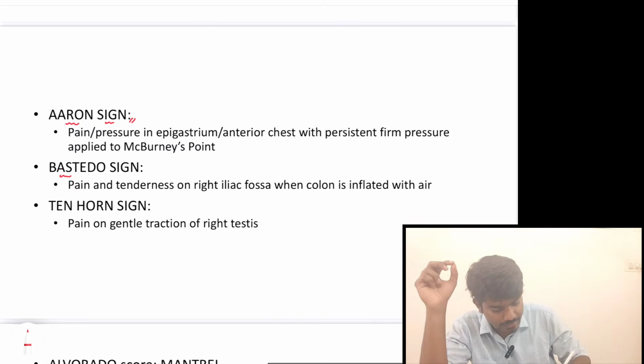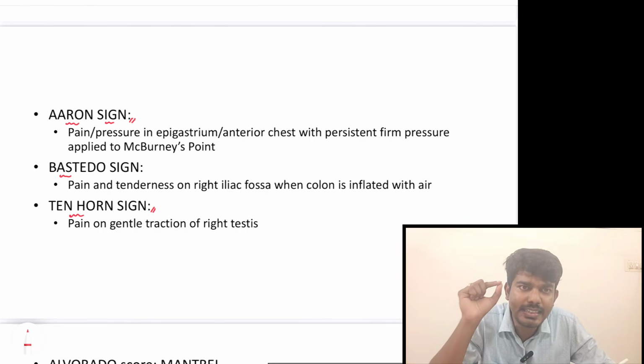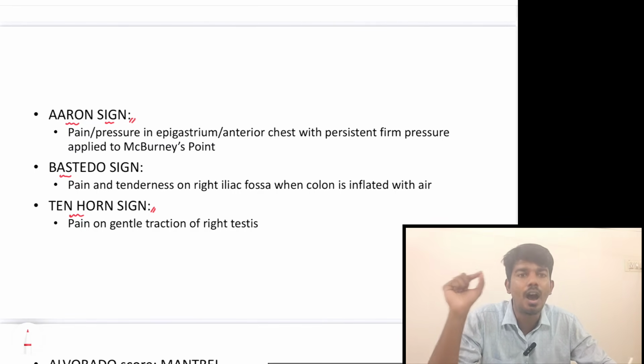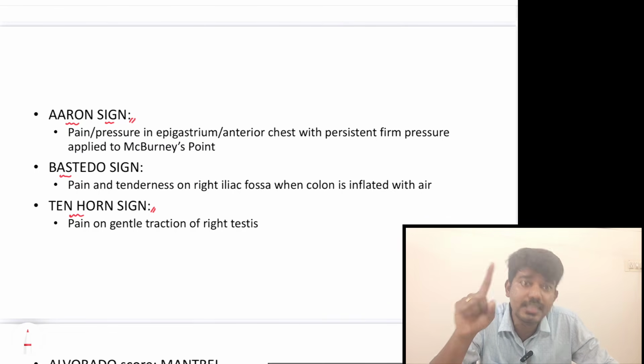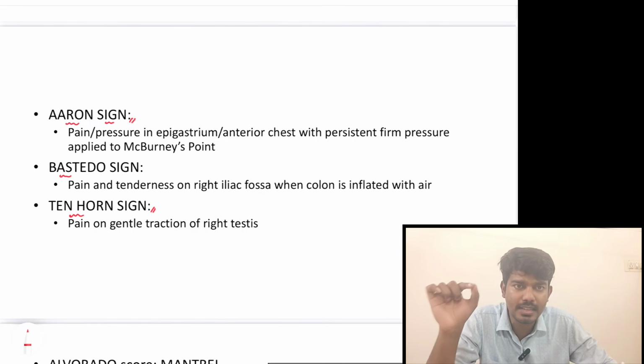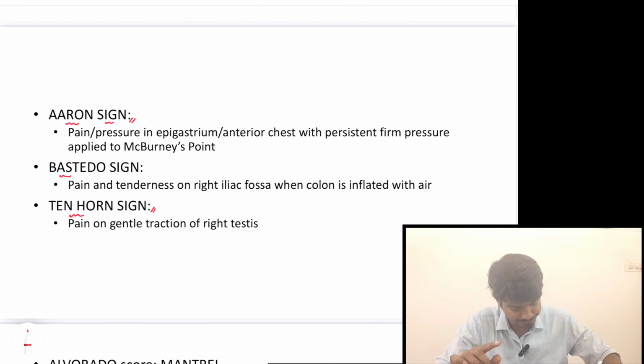Okay, next is the Tenhorn sign. The patient will be having pain on gentle traction of the testis. Tenhorn sign, T for testis. On gentle traction of the right testis, the patient will have pain in the testis in case of Tenhorn sign. That is also suggestive of acute appendicitis.